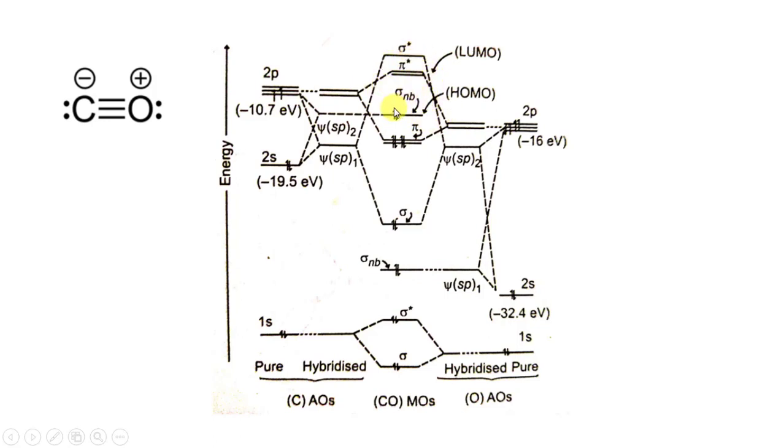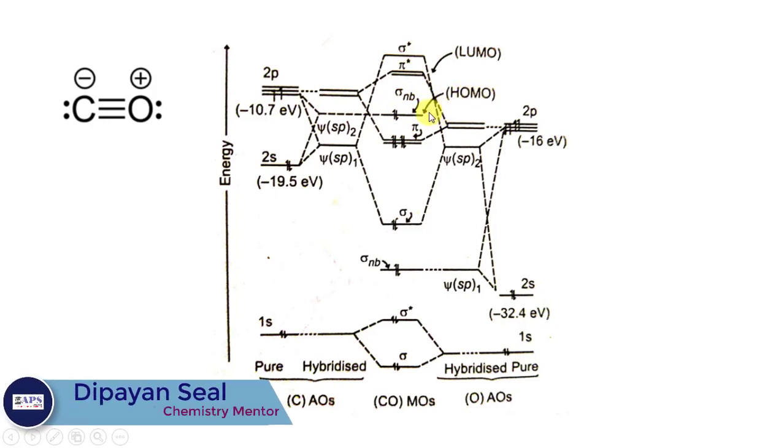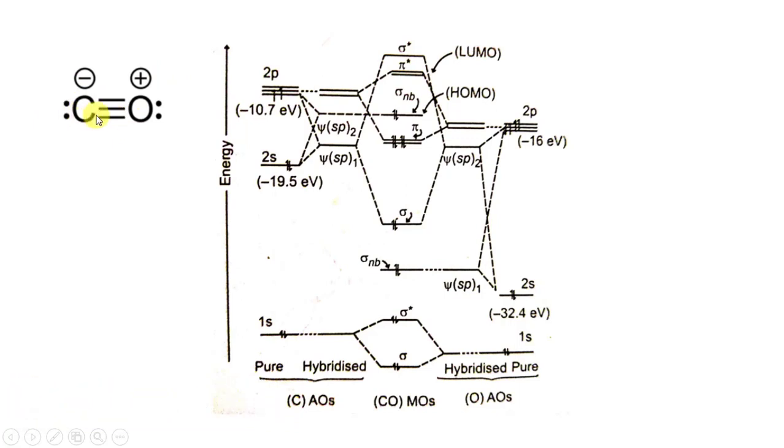So this non-bonding orbital is the highest occupied molecular orbital, so these orbitals will always be involved in chemical reactions. From this structure we can see that one sigma bond and two pi bonds are present. So this is the sigma bond and these two are pi bonds, and we can see two lone pairs, one over carbon and one over oxygen. This non-bonding orbital represents the lone pair over carbon, and this non-bonding orbital represents the lone pair over oxygen. So overall the bond order is 3.